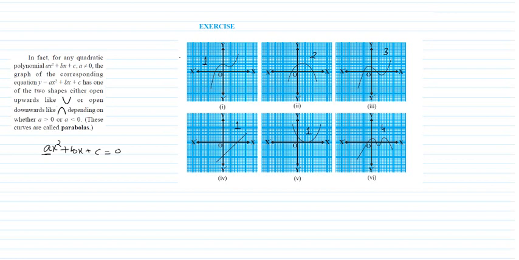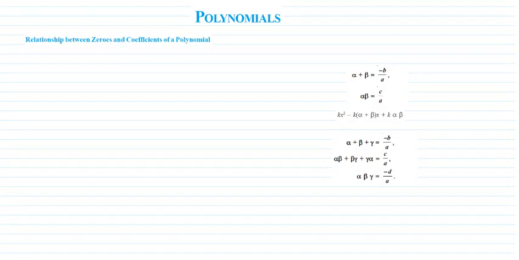Okay, let's move on. Now we need to find the relationship between zeros and coefficients of a polynomial. If we talk about a linear polynomial, ax plus b is equal to 0, and if we try to solve this, x will be equal to minus b upon a. So we can get the value of x by simply putting this minus b upon a, and it will have only 1 zero because the highest power of x is 1.